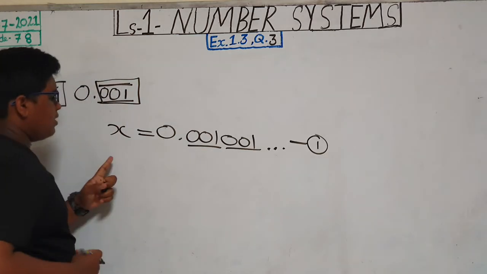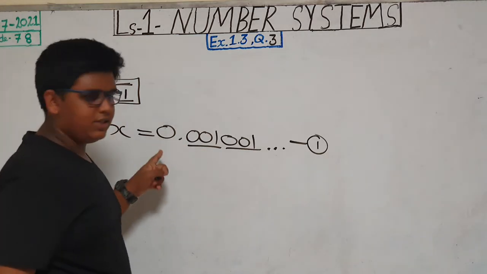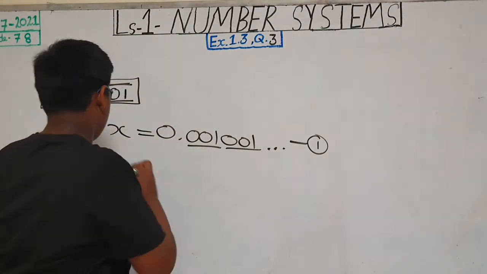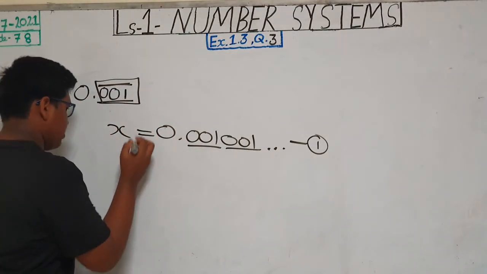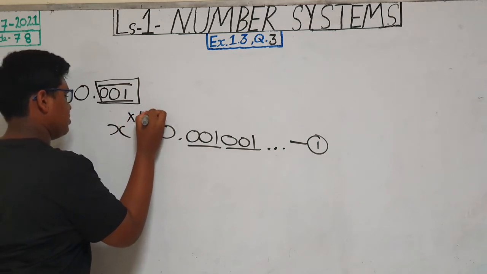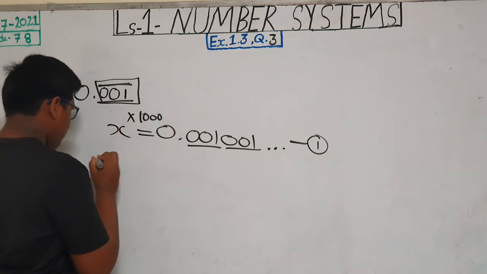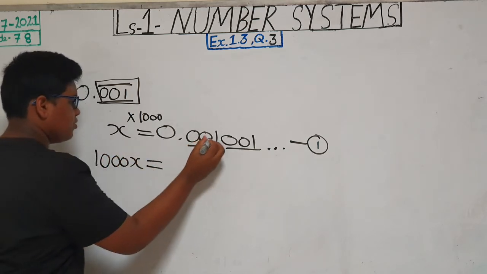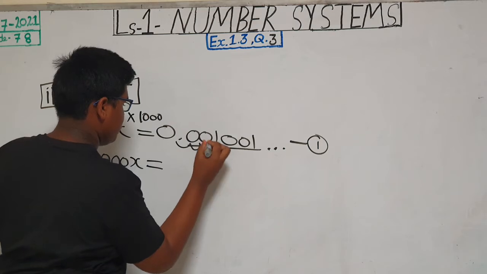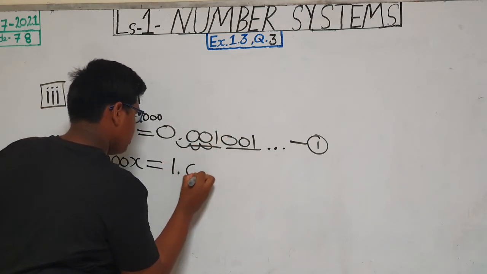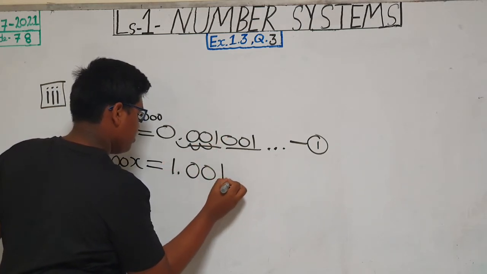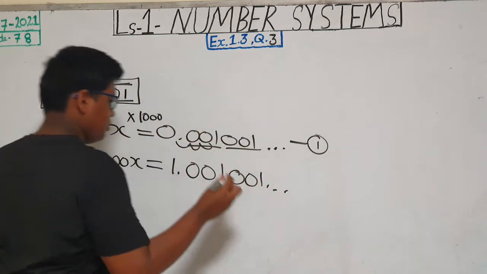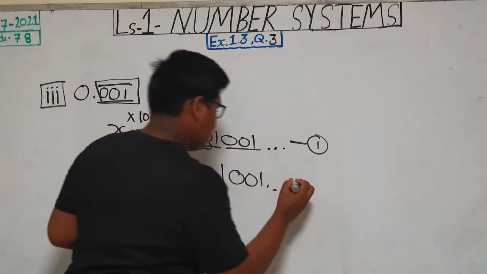Now we have three digits, right? So we are going to multiply that with 1000. We will multiply both the sides with 1000. Then we get 1000x over here, which is equal to, after three digits, 1.001. Then again 001, and then it continues. So this is our second equation.